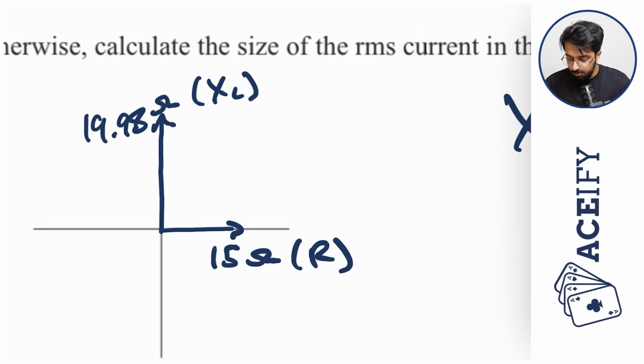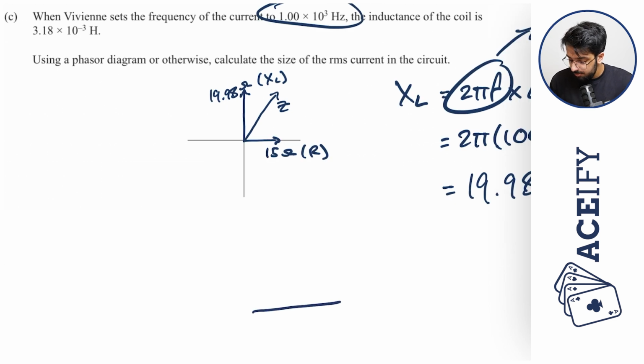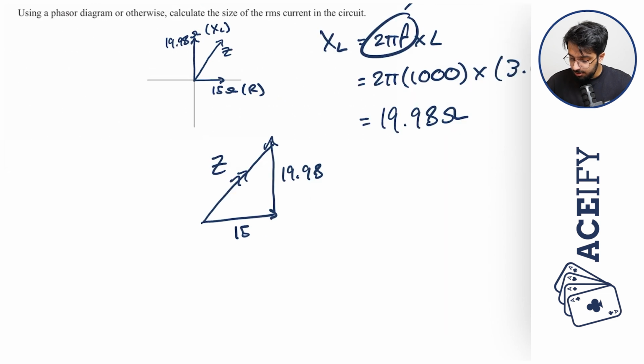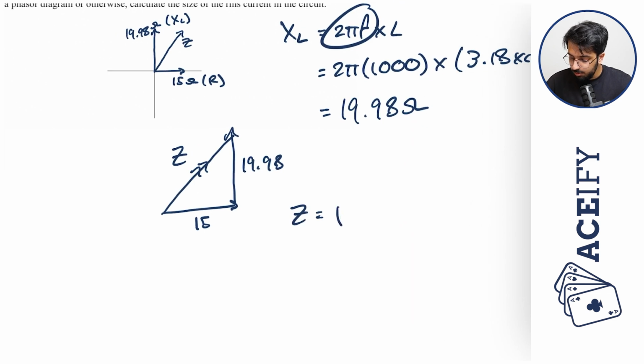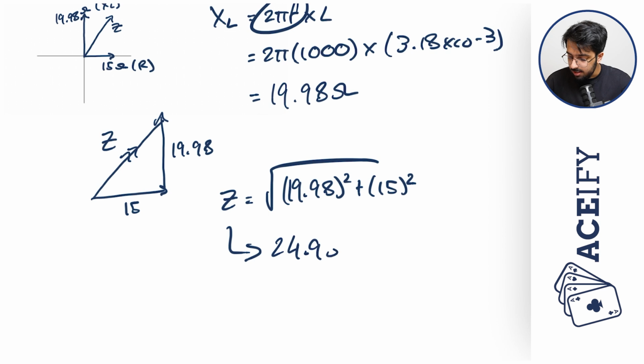And so our total impedance is going to be this phasor right here. If we do vector addition, we can find this phasor, where we have our resistance value coming to the right like this, our reactance coming up like this, and so this resultant vector is going to be our total impedance. So this is 15, this is 19.98, and so our total impedance is equal to the square root of 19.98 squared plus 15 squared. And so this gives a total impedance of 24.98 ohms.